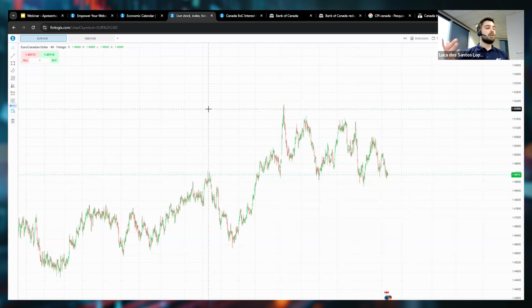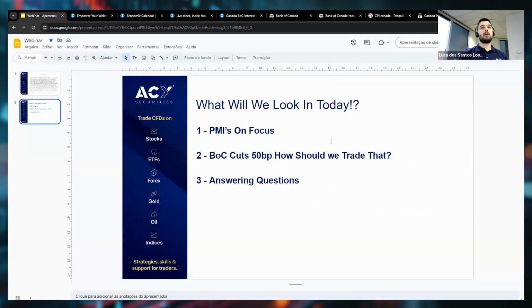All right, so we come to an end. We had a look at the PMI. We had a look at how to trade the 50 basis point cut of Canada, and I've answered everyone's questions.